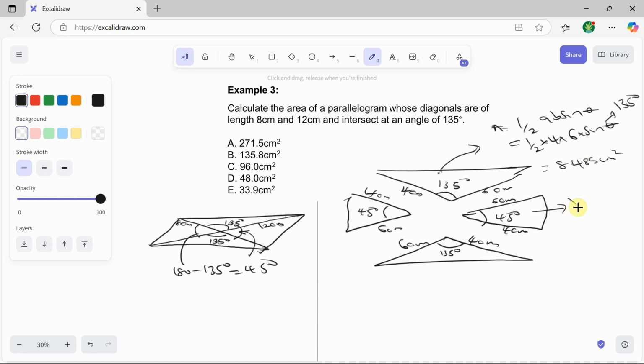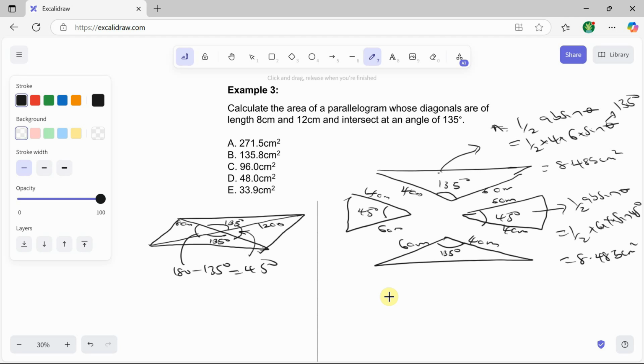So let's also find the area of this one. This would be half ab sine theta, which would be half times 6 times 4 times sine 45 degrees. So this would be 0.5 times 4 times 6 times sine 45 degrees. And this also gave me 8.485 centimeters squared. So basically sine 135 degrees is the same as sine 45 degrees. You can check that out. So now that we have this, I know that each of these has an area of 8.485.